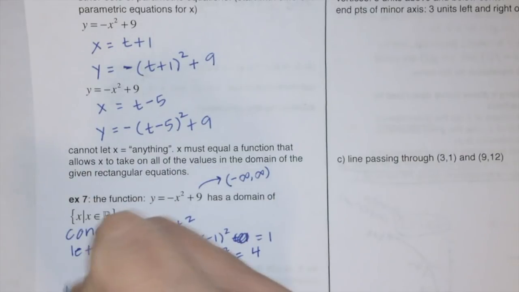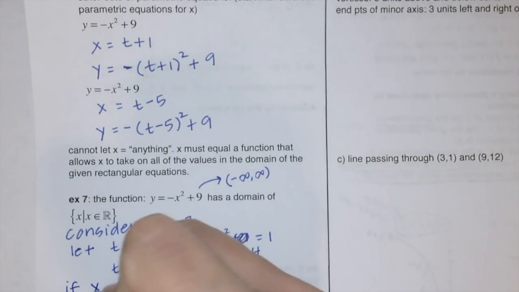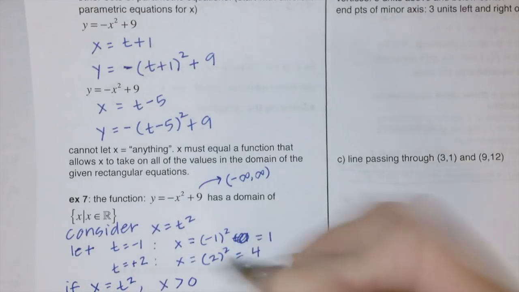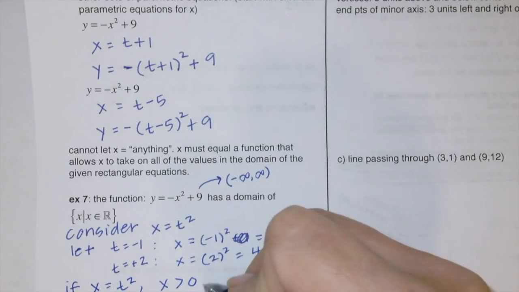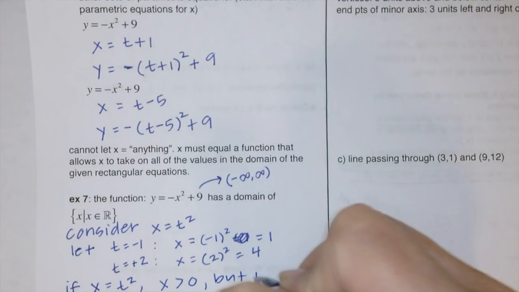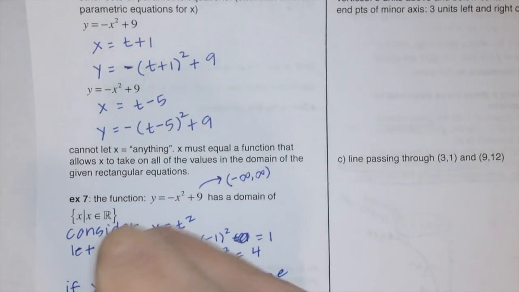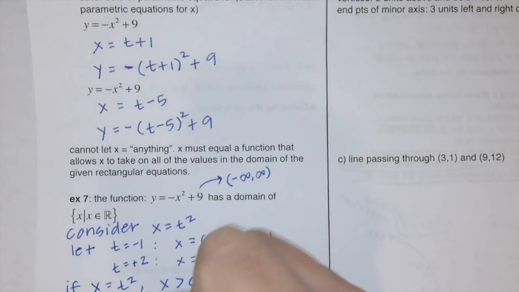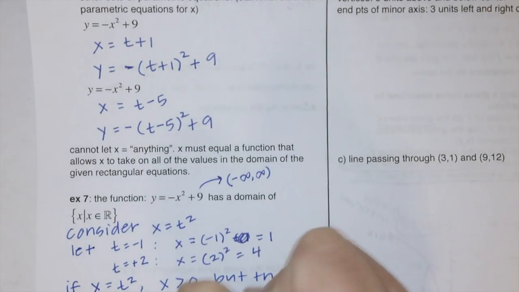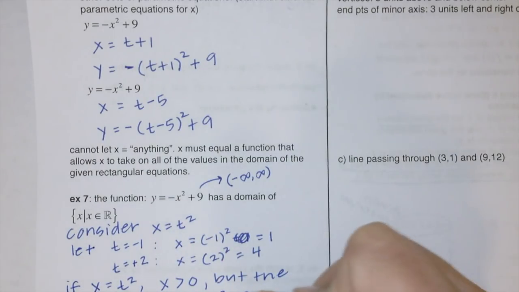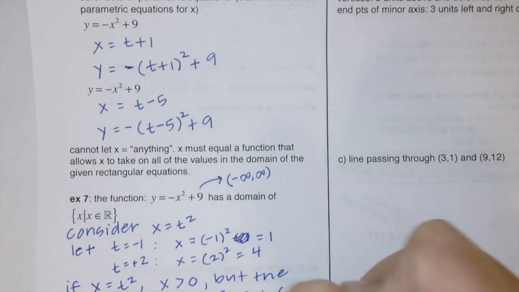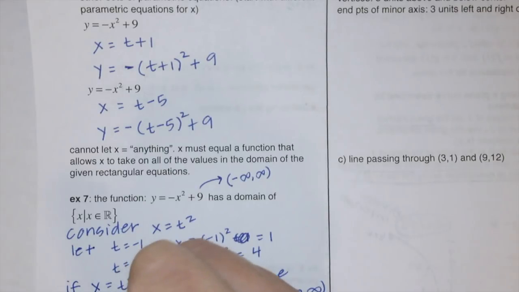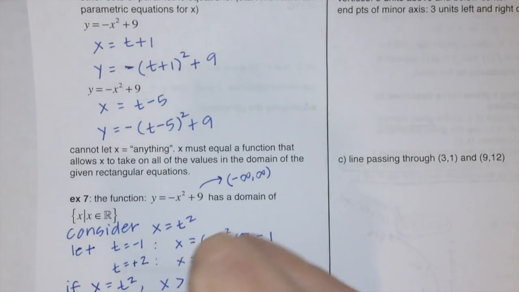So what that leads us to conclude is that if x equals t squared, then all of our x's are going to be greater than 0, but the domain of our rectangular equation, which is y equals negative x squared plus 9, is all real numbers, or negative infinity to infinity. So they don't match, and they need to. So you can't just let x equal anything.